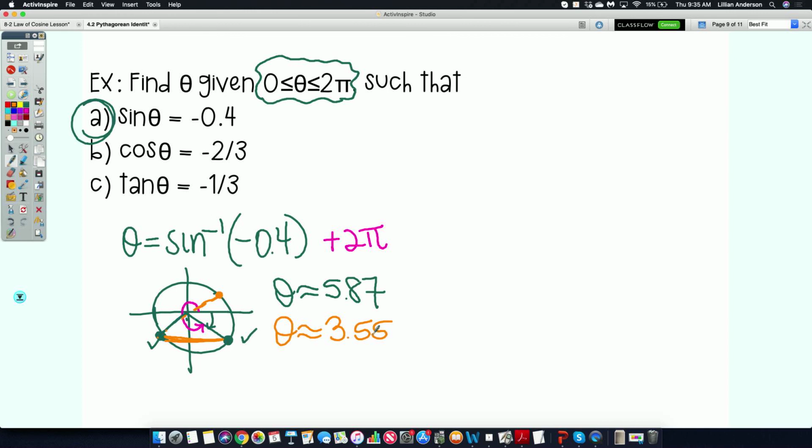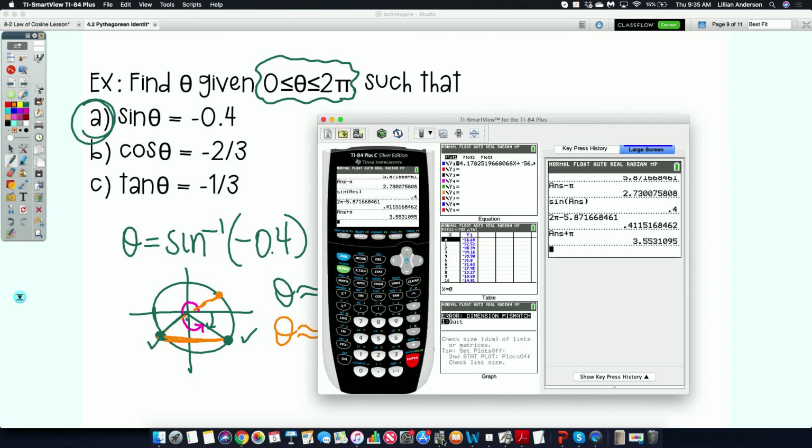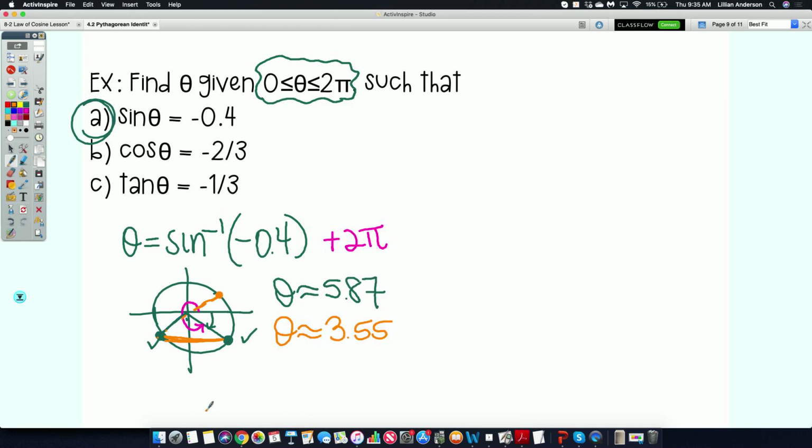Which way did you do it? I took the negative when you first plugged in the inverse of sine, and I just did pi minus the negative, which is just adding pi to the same number. And you could also do that. Okay? So then those will be your 2 angles where sine is a negative 0.4.